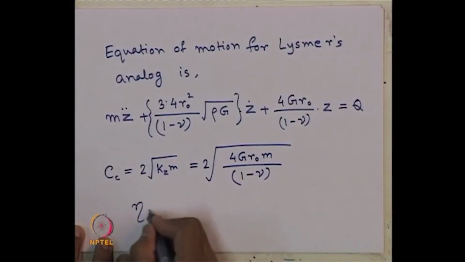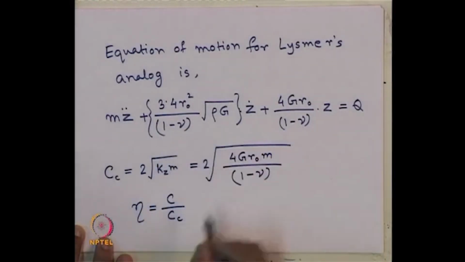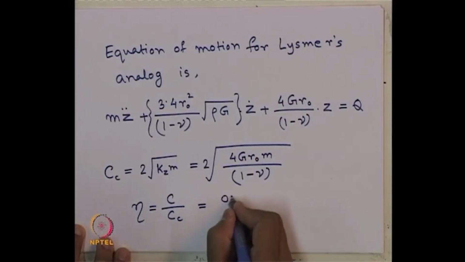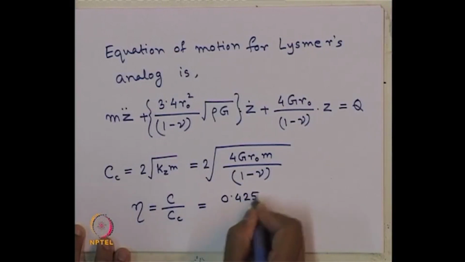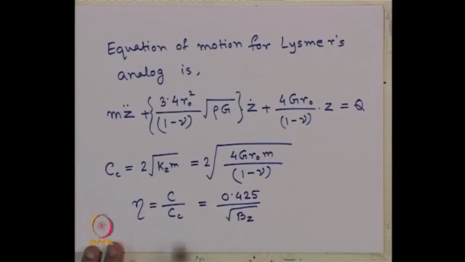So, the damping ratio is nothing but C by C c. C is this one. So, if you put these things and then simplify in terms of Bz, it will give us finally 0.425 by root over Bz. This is the expression for damping ratio, 0.425 by root over Bz.